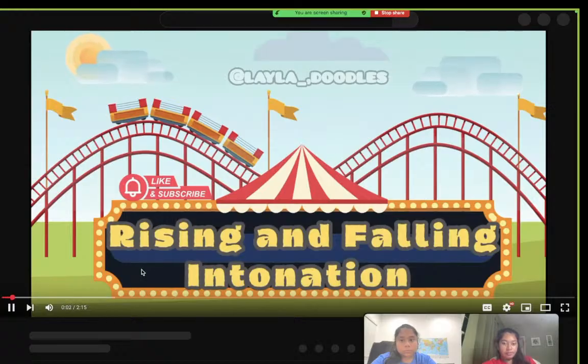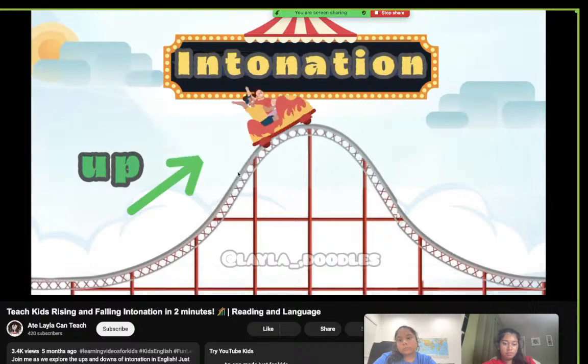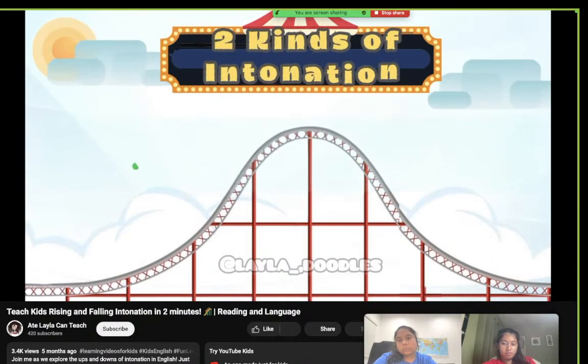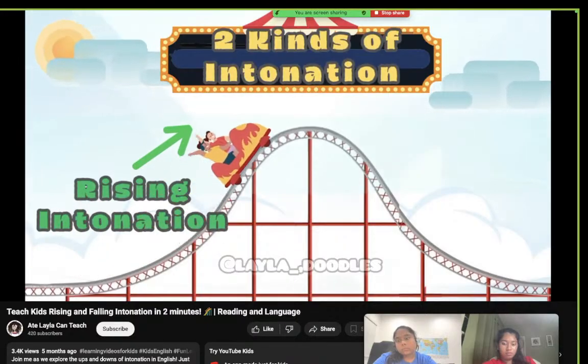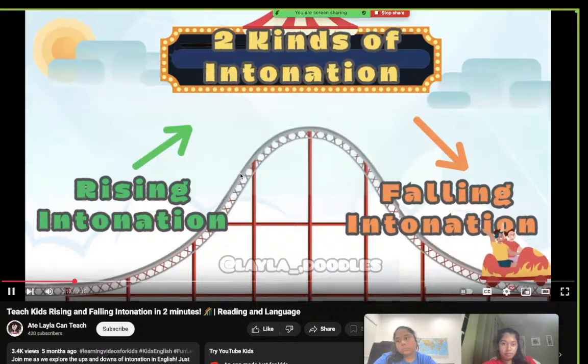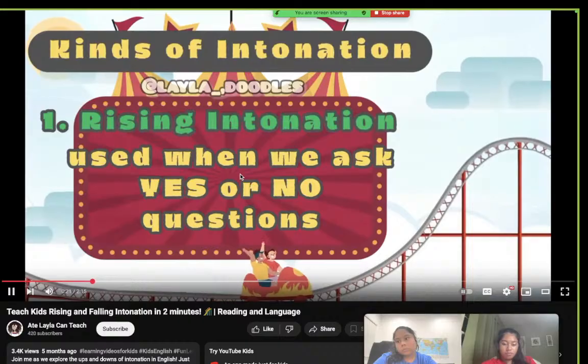Rising and falling intonation. Intonation is how our voice goes up or down when we talk. There are two kinds of intonation: rising intonation, when our voices go up, and falling intonation, when our voices go down. Let's see when to use them.